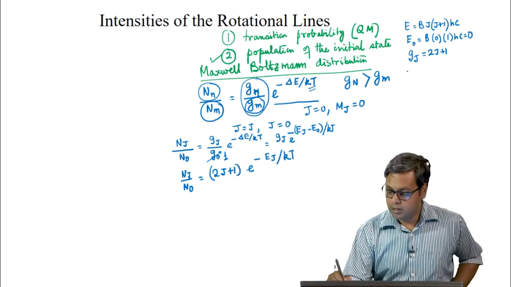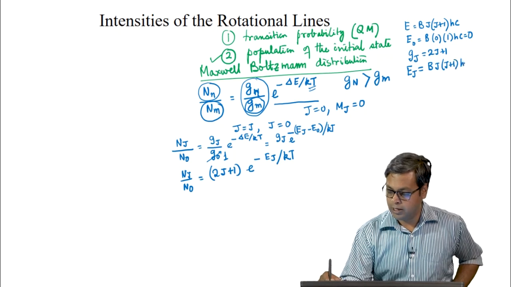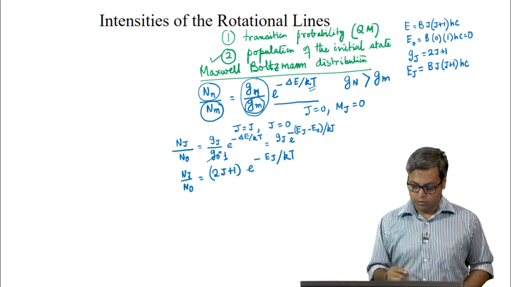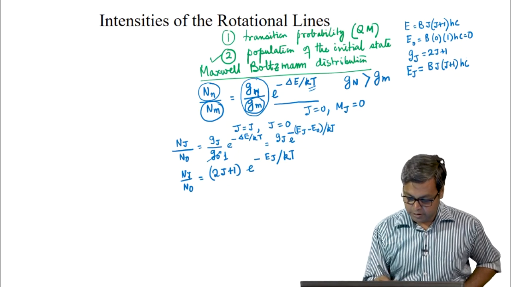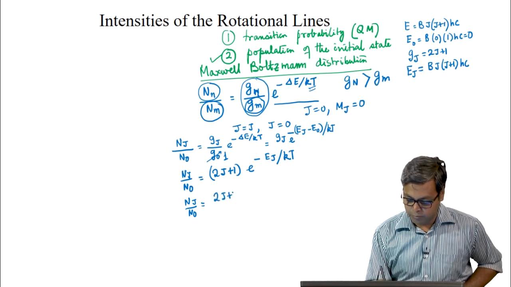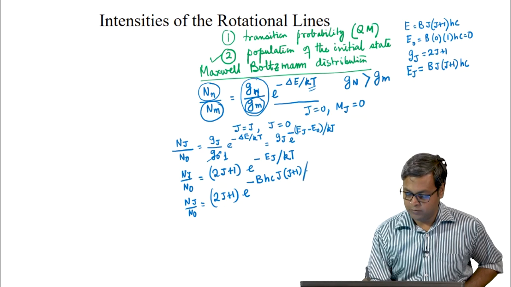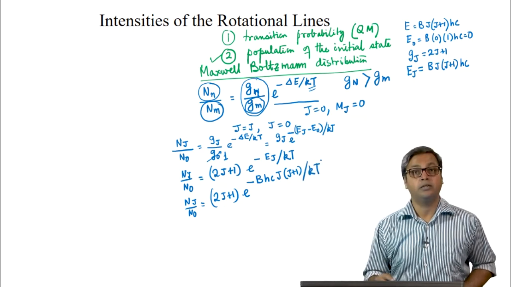Again, E_J equals B times J(J+1)hc. So, we will write N_J/N_0 equals (2J+1) e to the power minus BhcJ(J+1) divided by kT.